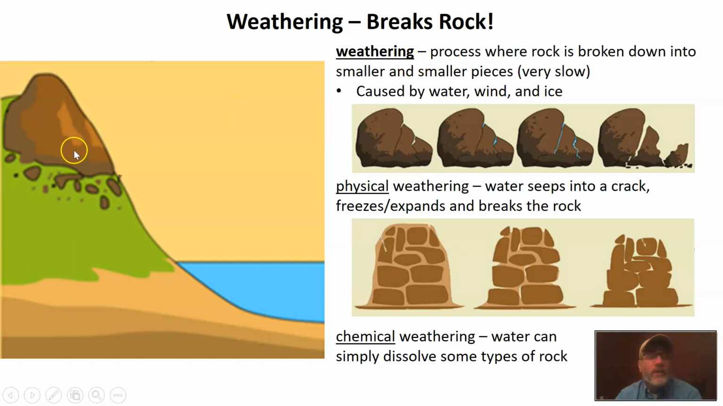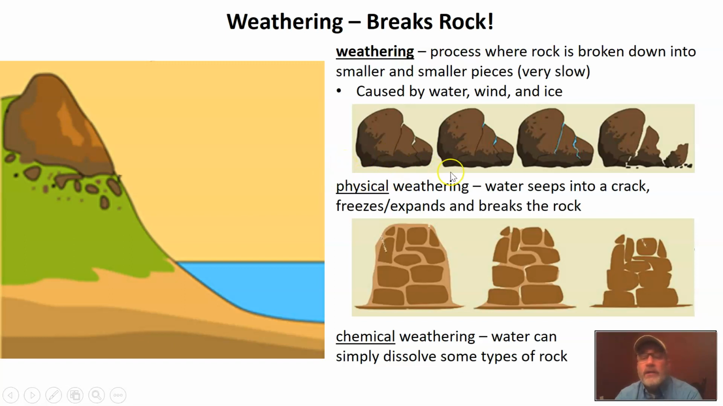I want to point out that weathering happens very, very slowly. Fast weathering would take many hundreds of years. A lot of weathering for very hard types of rock can take millions of years. So what causes this? What causes rock to be broken down? Well, we have what we call the agents of weathering. There's three of them: water, wind, and ice. And we're going to take a look at some examples of each one of these types of weathering.